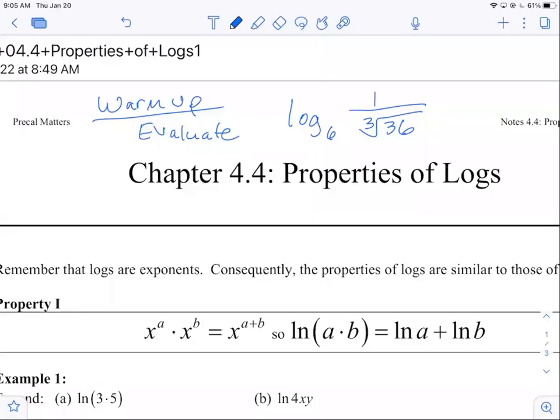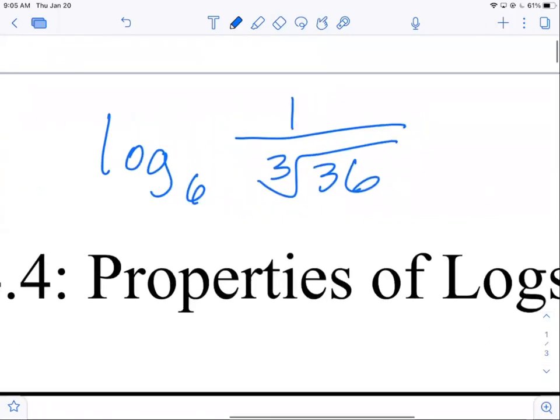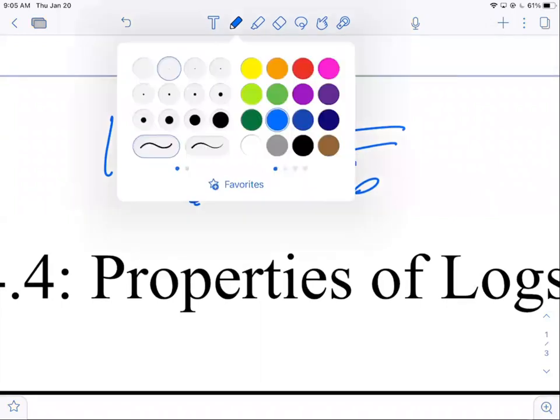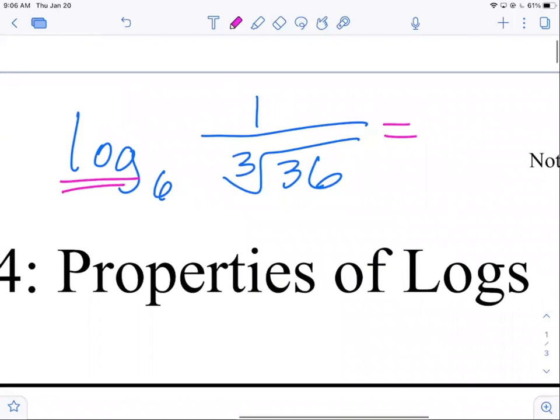All right, so warm up 4.4. Log base 6 of 1 over the cube root of 36. The log is an exponent, right? The log is an exponent. So here's what I'm going to do. The log is an exponent. I'll put a box there.